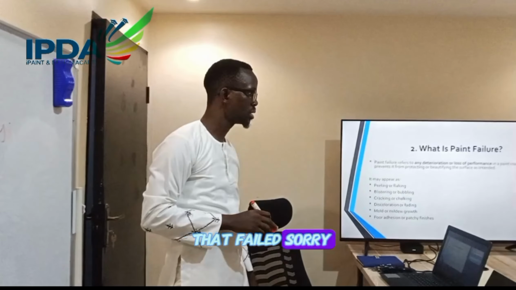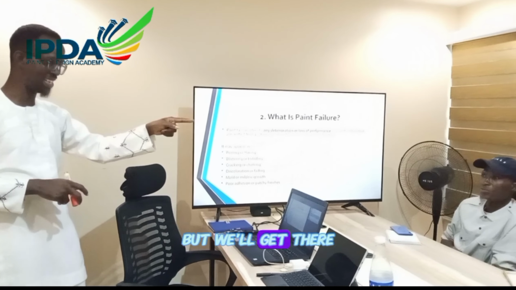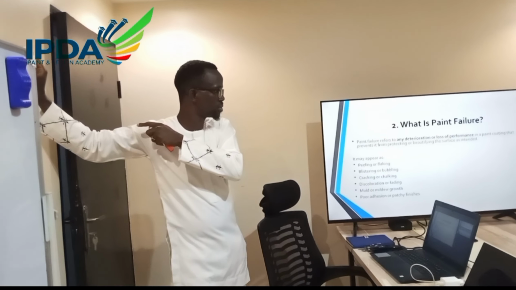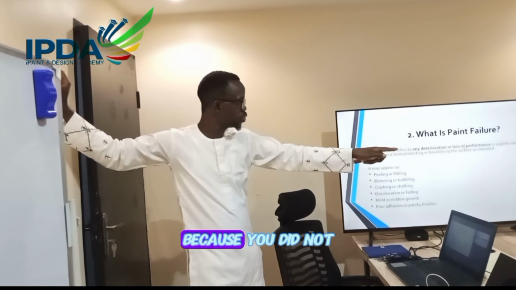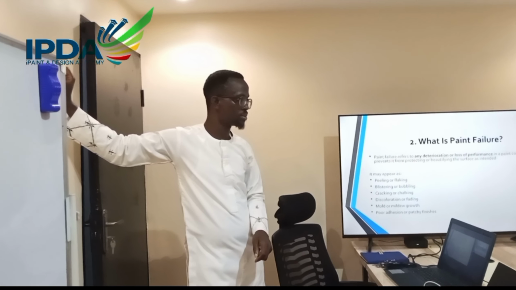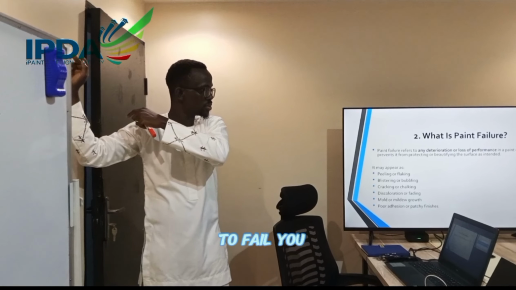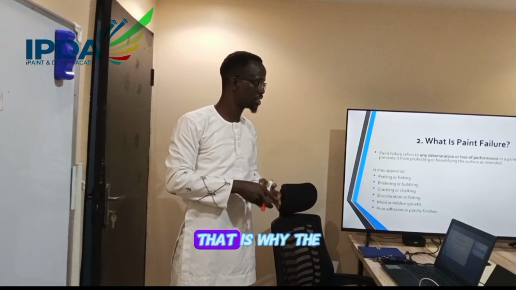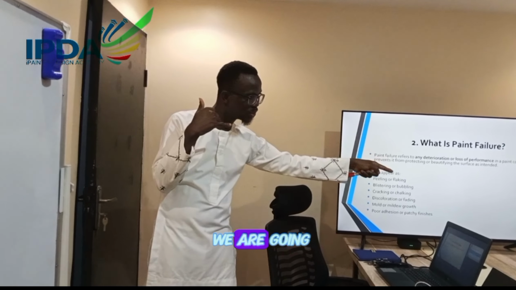Is it the paint that fails, or is it the wall? It's the paint that failed. But the wall is not fit... no, we'll get it. I get your question, but we'll get it. Now, it's the paint that failed. The question is, why did the paint fail? Because you did not do something that made the paint fail. You have neglected what you're supposed to do. That is why the paint failed, and that is where we are going.